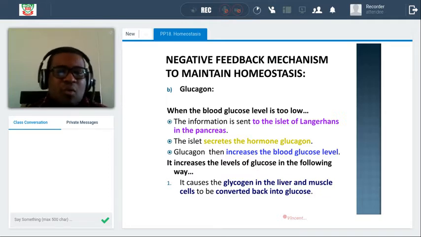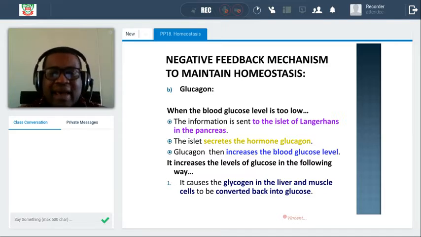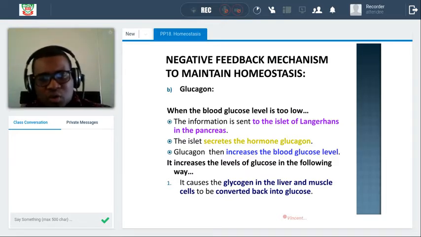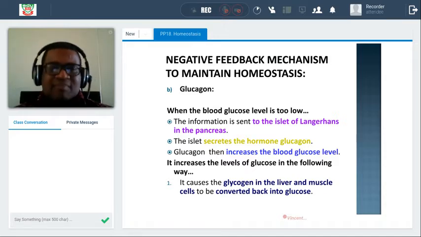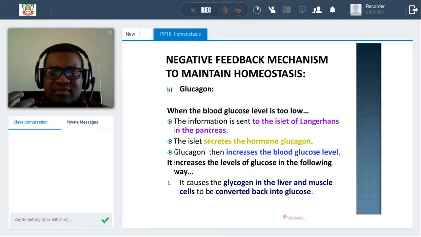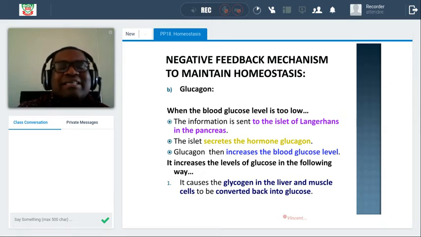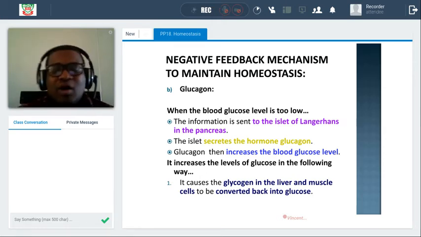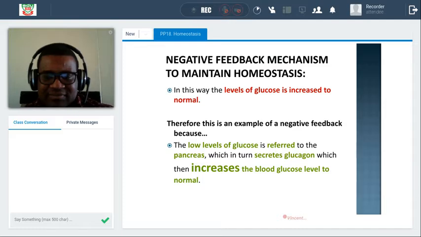Now, when the blood glucose level is too low, then the islets of Langerhans in the pancreas secrete the hormone glucagon. So low glucose, glucagon comes in to make glucose. The glucagon then increases the blood glucose level back to normal by doing what? One, it causes the glycogen that is stored in the liver and muscle to be converted back to glucose. In this way, the glucose level increases back to normal.